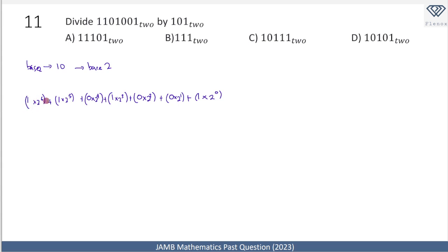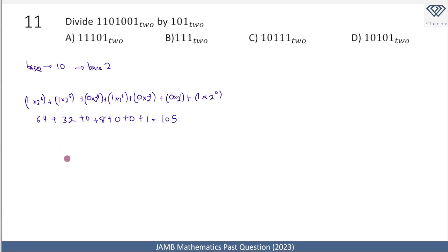So 2 to the power of 6 is 64, and 64 times 1 is 64. 2 to the power of 5 is 32, times 1 is 32. 0 times anything is 0, so this is just 0. 2 to the power of 3 is 8, times 1 is 8. The next two are 0 times anything, so 0 again. And 2 to the power of 0 is 1, and 1 times 1 is 1. So that becomes 64 plus 32 plus 8 plus 1, which equals 105. So the first number in base 10 is 105.